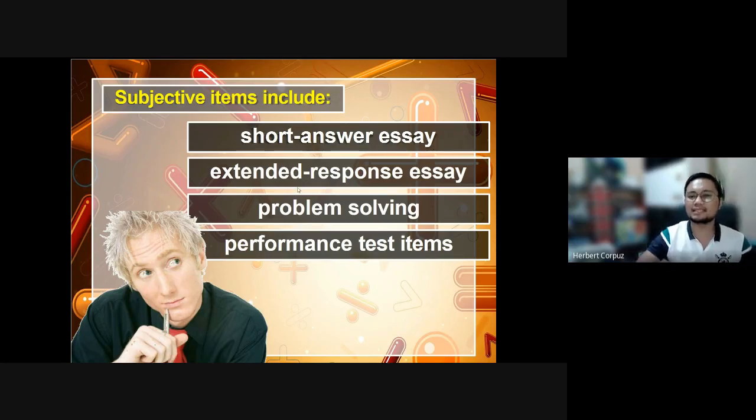Then the second one is extended response essay. Ito yung mahaba. Okay, pag sabi extended, there's a question but there's a follow-up question. That is extended response essay. For example, what is more important? Which of the following sociological processes would be helpful in understanding poverty? Okay. Which type of poverty? Urban poverty or rural poverty? So meron siyang follow-up question, that is extended response essay.